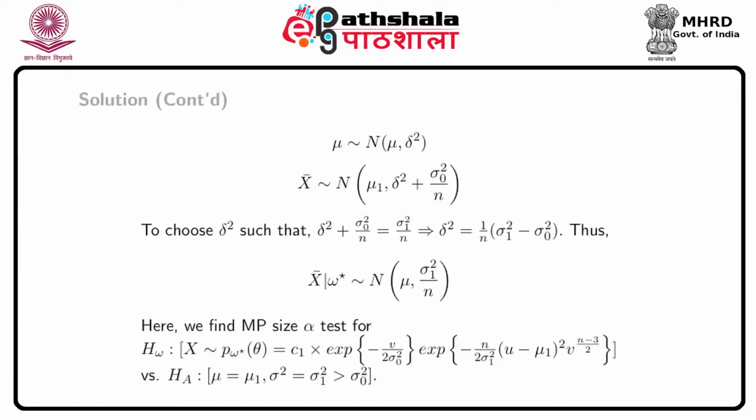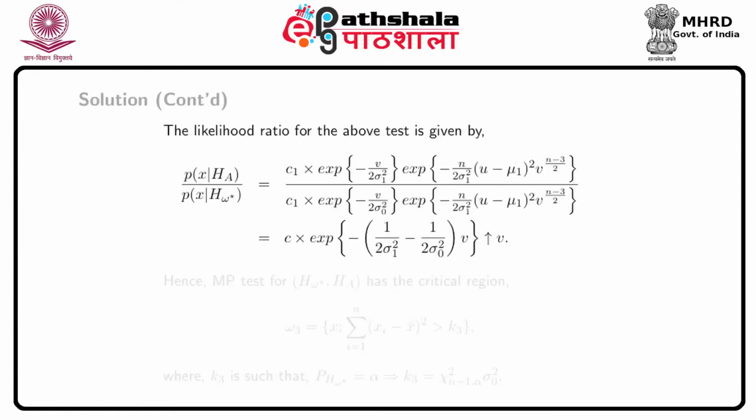Here we find the most powerful size alpha test for H omega, that x follows p W star theta, which is equal to c1 into e to the power minus v by twice sigma naught square into e to the power minus n by 2 sigma 1 square into u minus mu1 whole square, multiplied by v to the power n minus 3 by 2, versus HA, the alternative, as mu is equal to mu1 and sigma square is equal to sigma 1 square greater than sigma naught square.